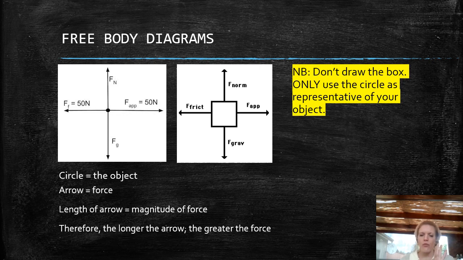I promise you, before you know it, you're going to be doing this with your eyes closed. The line in the arrow represents the force. The length of the arrow shows the magnitude of the force. So let's, for example, say that the frictional force was only 30 newtons. Then that frictional force arrow would be a lot shorter. It would not be as long as the 50 newtons. So the longer the arrow, the greater the force. Okay.